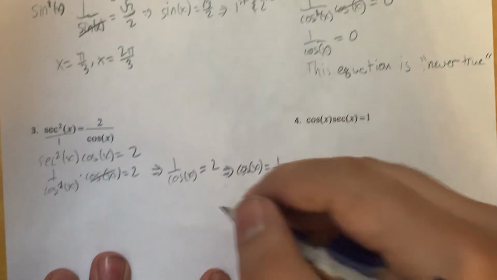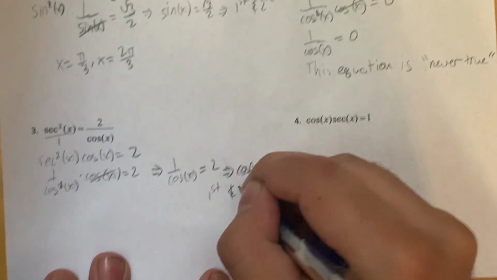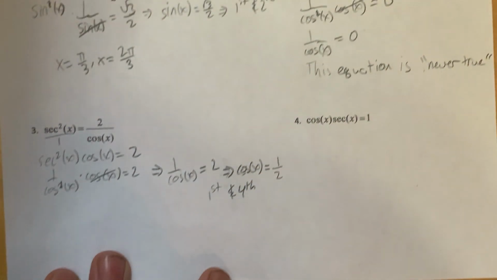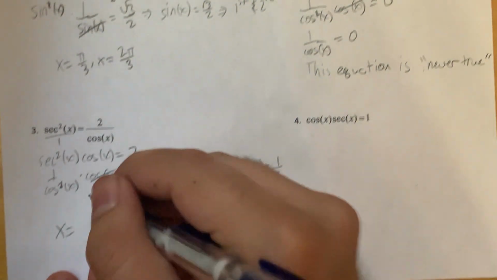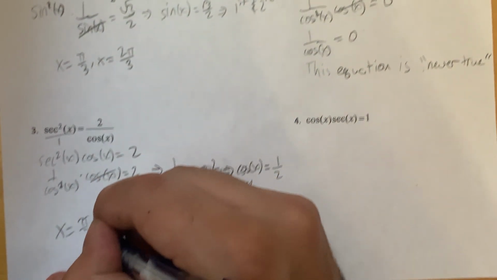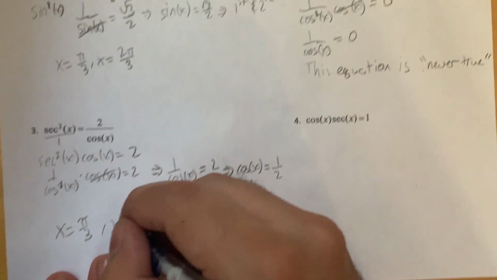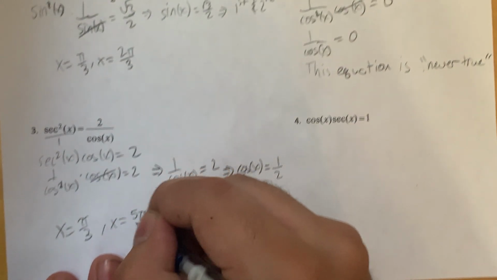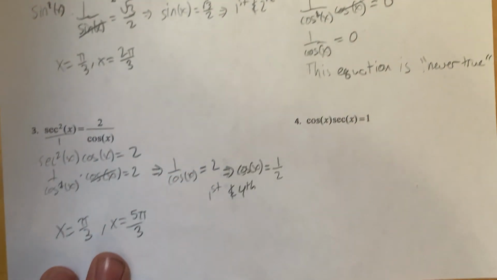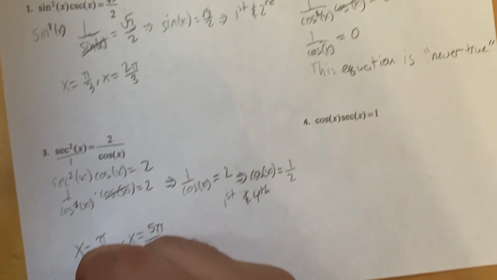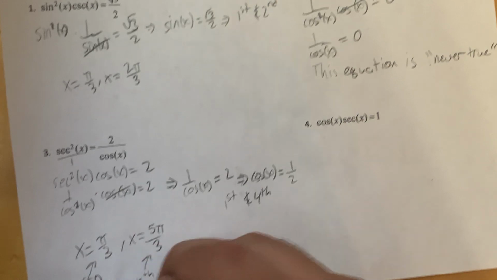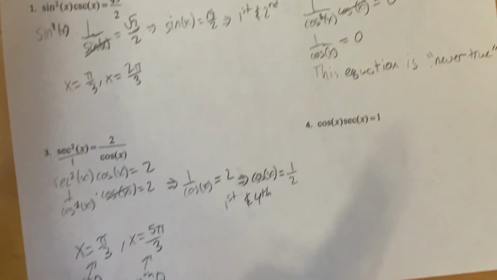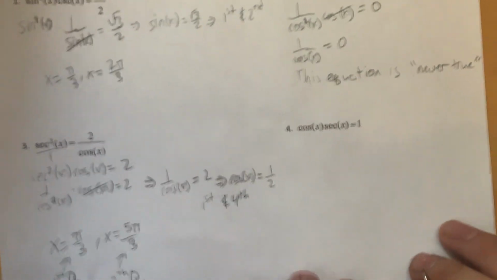Which quadrants are they in? First and fourth quadrants. So what are x? X equals pi over 3, and x equals 5 pi over 3. So first and fourth, right? All right, let's do this one.